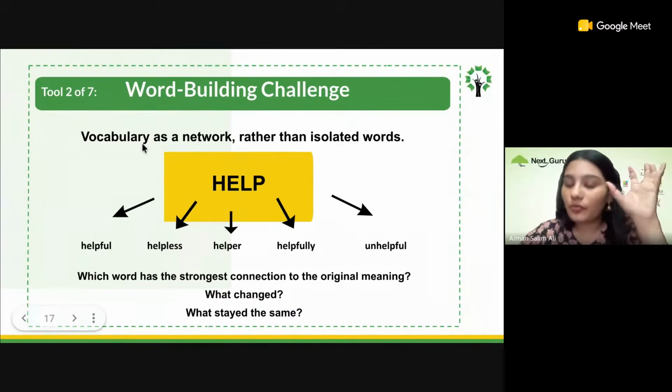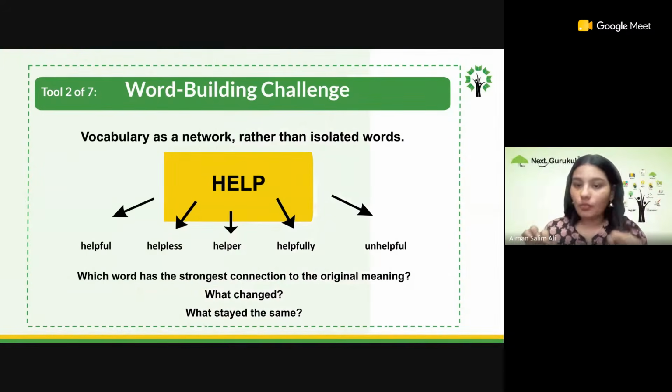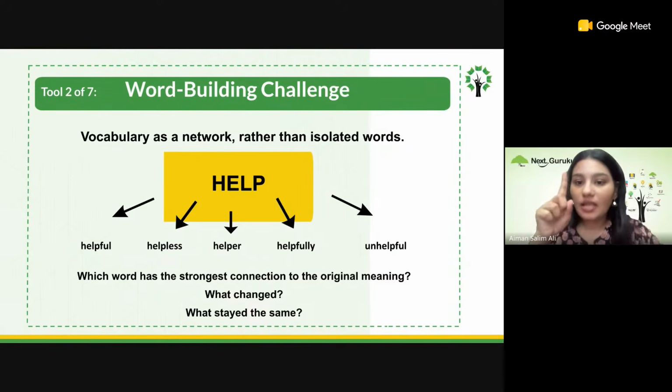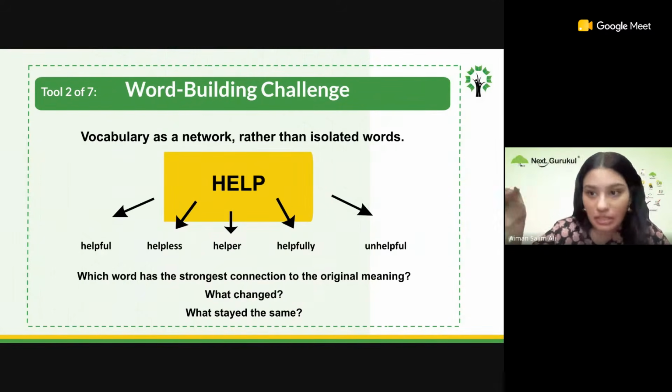So vocabulary is a network. It is not isolated words. It is a network of different words, which might mean similar things, which might mean very, very different things. But what we are trying to make students understand is that you can create a lot of words from one word, and that vocabulary is not about different words having different meanings.